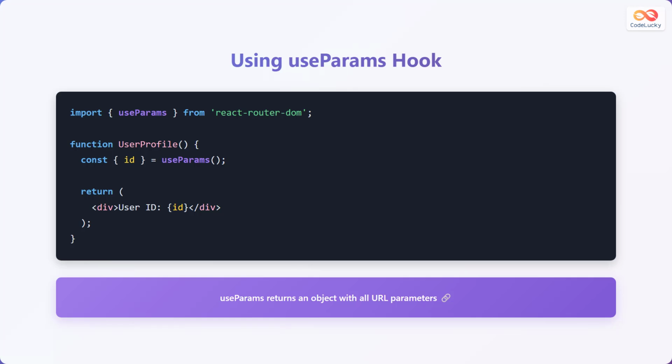To access the id parameter, import the useParams hook from react-router-dom. Within the UserProfile component, declare a const variable called id and set it equal to the useParams hook. The useParams hook returns an object with all URL parameters. Then simply render a div with the user ID.